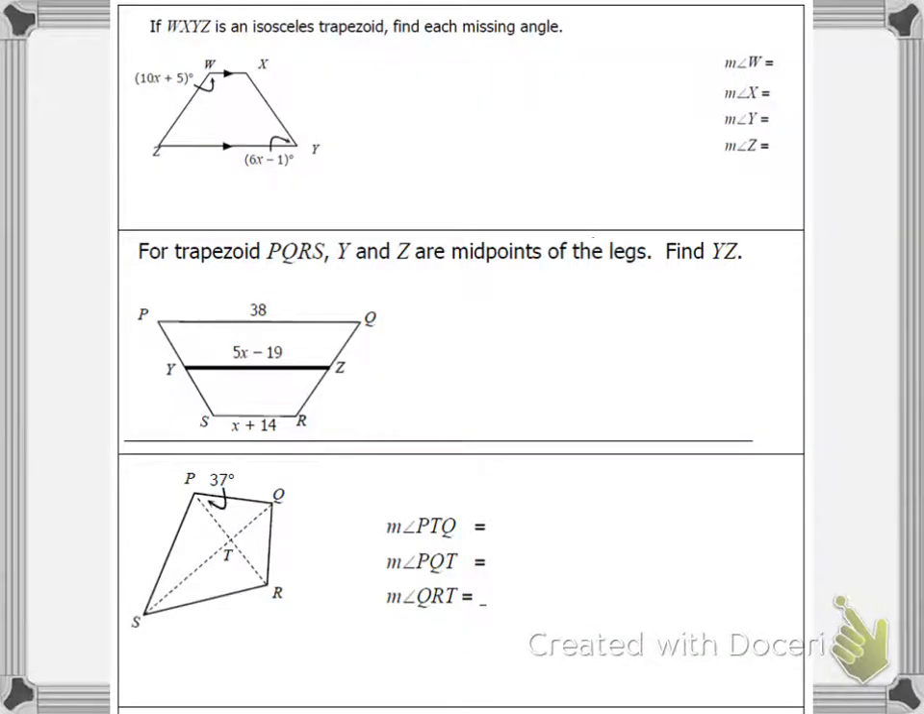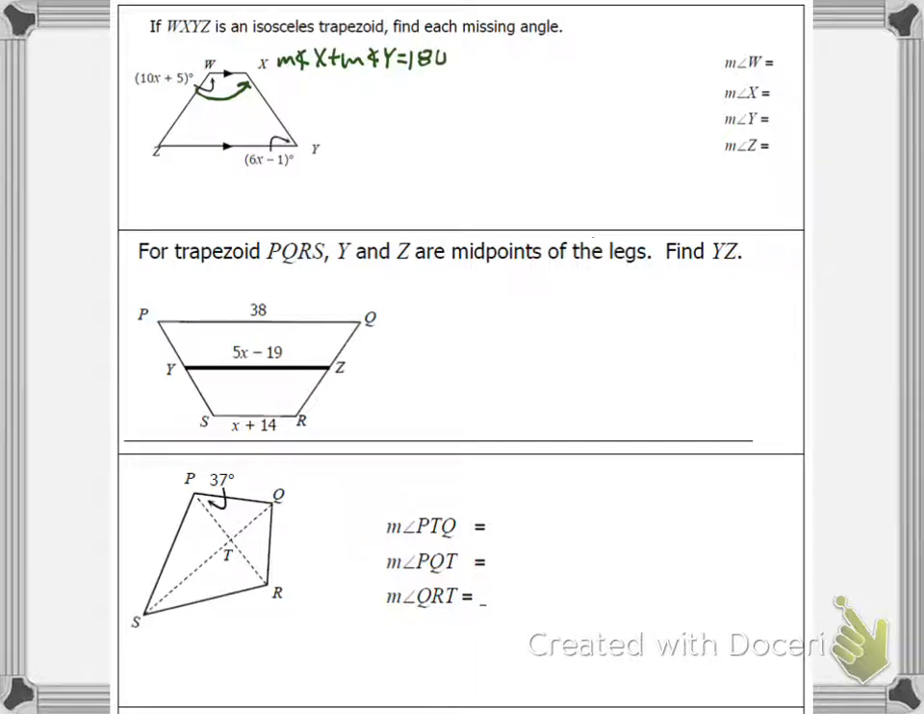Next problem. I have an isosceles trapezoid. I have to find the missing angles. Now, these are opposite angles. I don't know much about them, but I know base angles are congruent. So 10x plus 5 is w as well as x. Then I have same side interior angles.